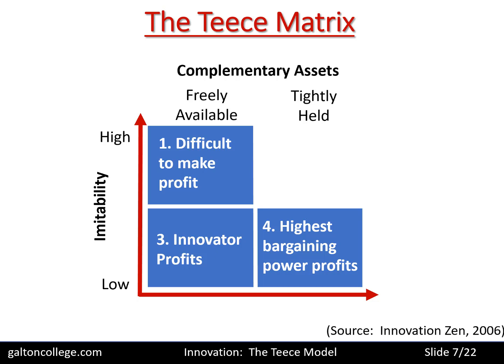If the complementary assets are freely available, but it's very difficult to copy the product. Now this means the bottom left-hand block where it says number 3, innovator profits. So it's freely available in the sense that there's no legal constraints, there's nothing to stop companies coming in. However, it is difficult to copy the product. The product itself is complicated. And that may put off companies from setting up.